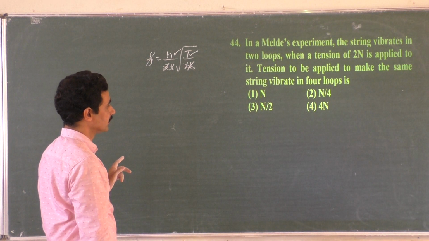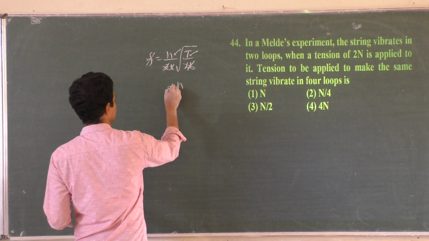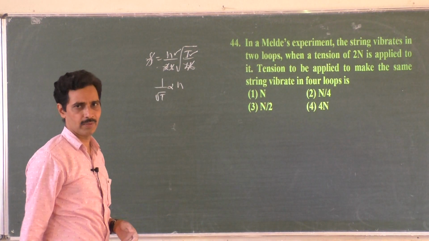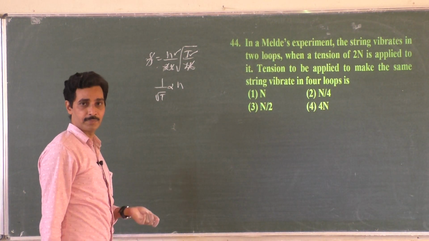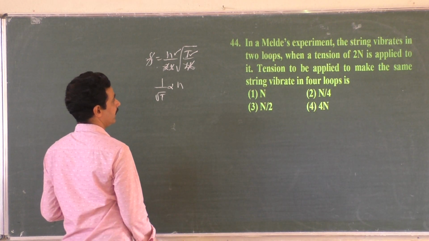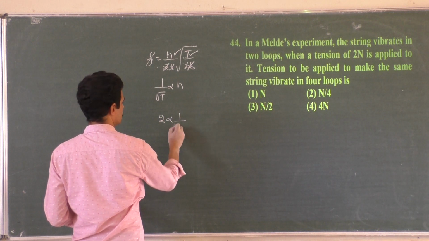Number of loops to make the tension, right? So how can you treat it? Number of loops is inversely proportional to root tension. You have to compare it on either side of the equal sign. n is inversely proportional to root T. Now you write it. Vibrates in 2 loops when the tension is 2 Newton.